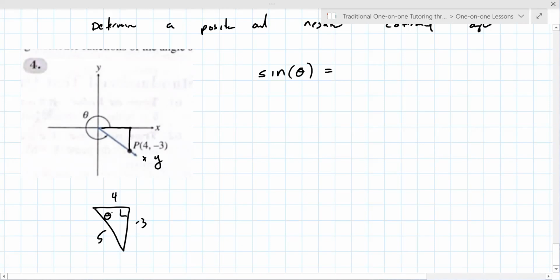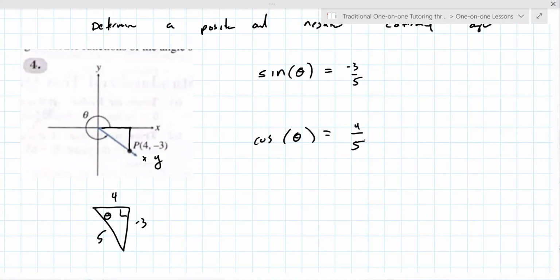Okay, and there's your angle theta. So sine theta is minus 3/5. Cosine theta is adjacent over hypotenuse, that's 4/5. And there's a specific order here to do this. Like tangent is sine over cosine, which is minus 3 over 4.